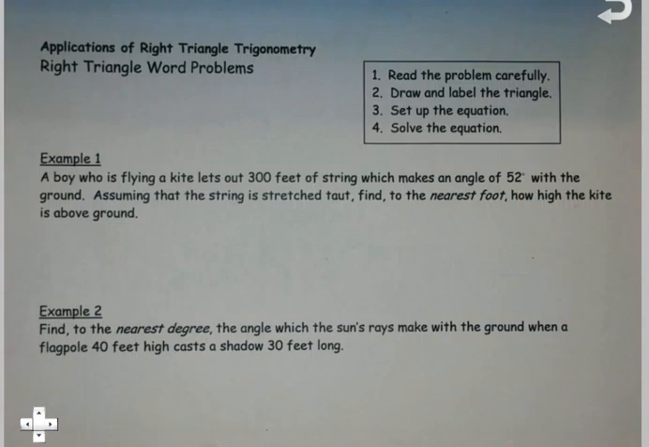And as it mentions up at the top, we want to read through the problem carefully to see where all these values are going to go and what this should look like. Draw and label something that looks like a triangle, because all these will form that. Set up a quick little equation and then solve it.